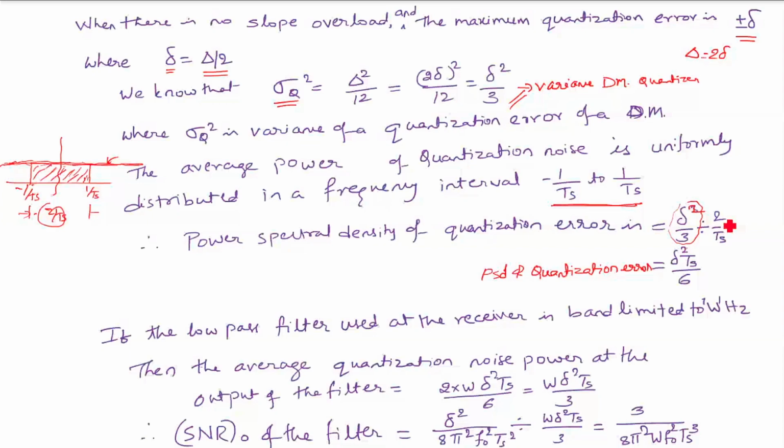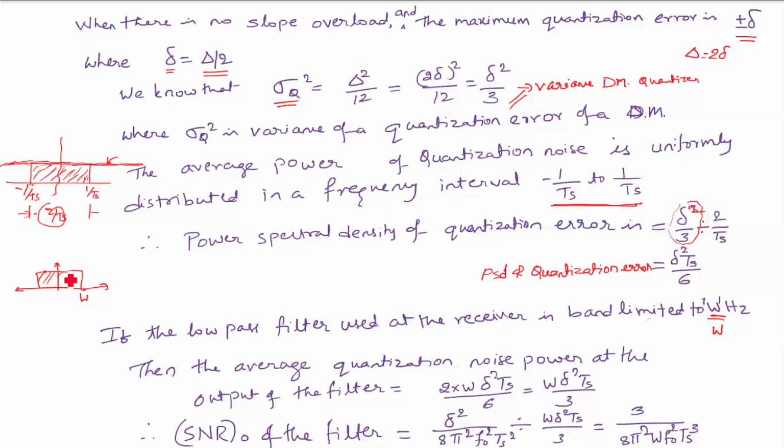Now if at the receiver a low pass filter is used, whose bandwidth is say W hertz, an ideal low pass filter with spectrum like this, then the average quantization noise power, now that I have got the quantization power spectral density, at the output of this filter would be 2 times W, the area under this.